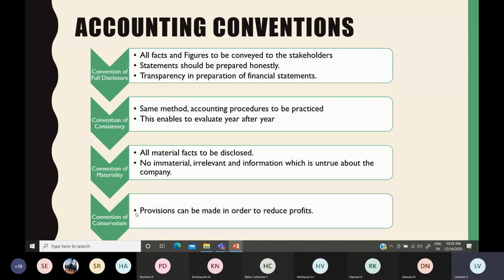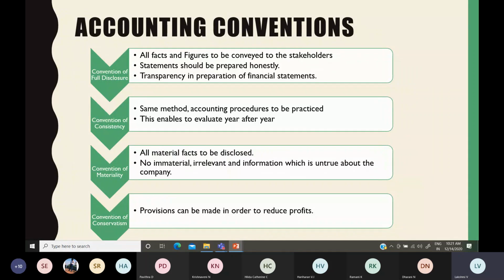And convention of conservatism. Conservatism means playing safe. In your business, you are going to maintain accounts, so here you have to make necessary provisions. If you are not providing depreciation, then every year you are going to show the same value, 5 lakhs, even at the end of the fifth year or 10th year. Then how can I reduce my asset value? Then my profits will shoot up.